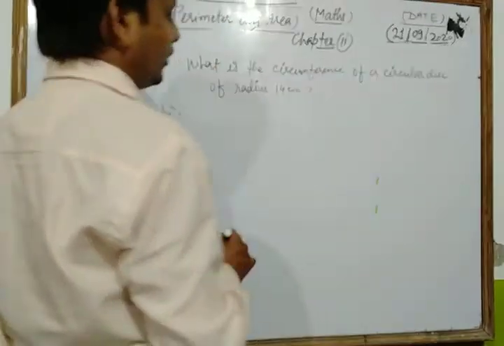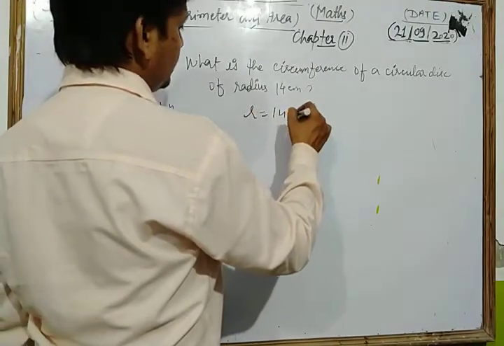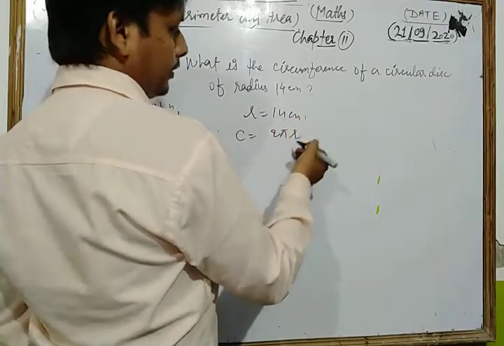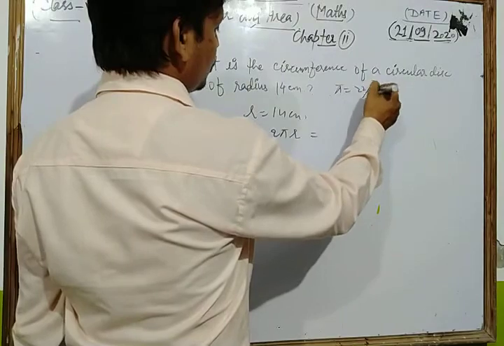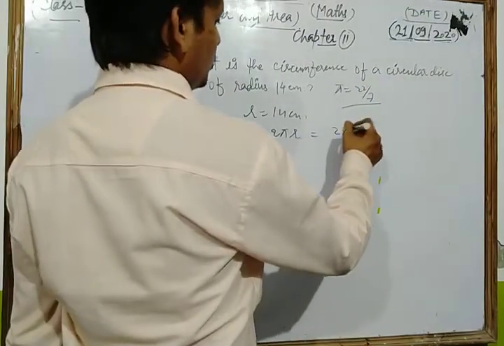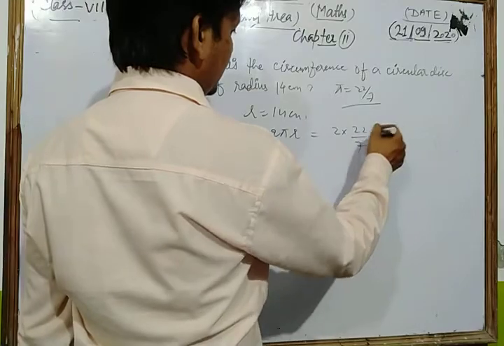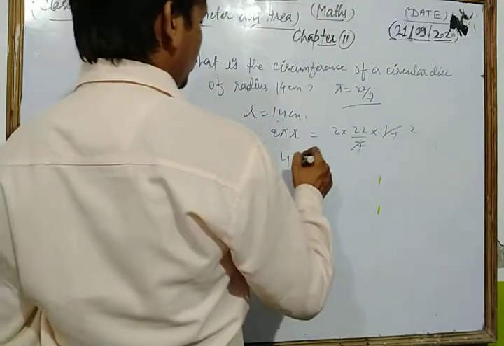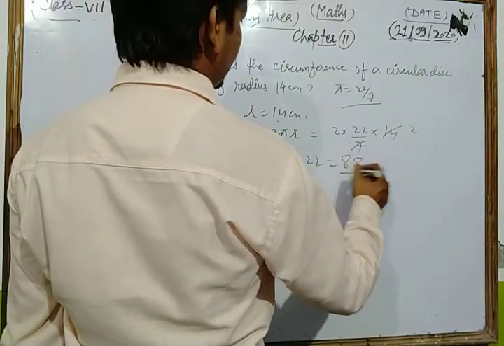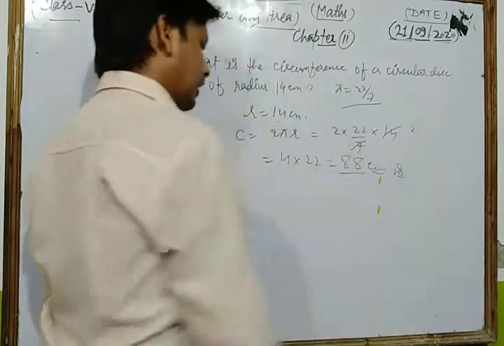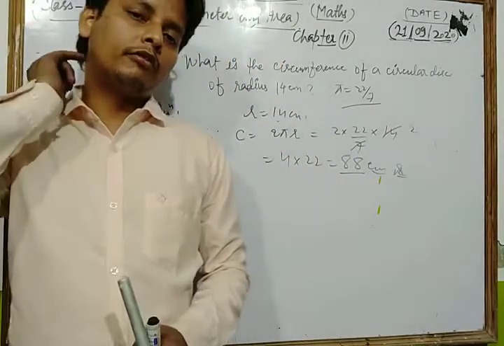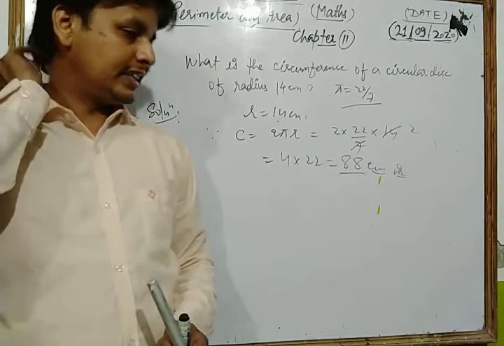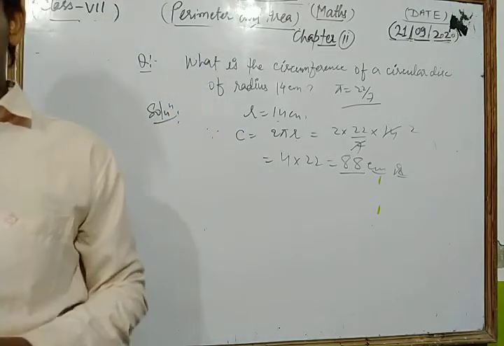Here the radius is 14 centimeter, and since we know that the circumference of the circular disc is 2 pi r, we put the value here. We take the value of pi as 22 upon 7. So we put 2 into 22 upon 7 into 14. 7 into 14 gives 2, and 2 into 4 into 22 is 88 centimeter. This is our final answer. So dear student, in this way we find the circumference of the circular disc by the help of the formula C is equal to 2 pi r. This is one of the most important formulas of circle.